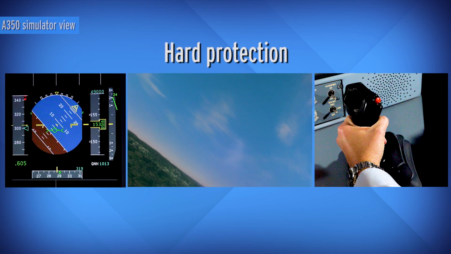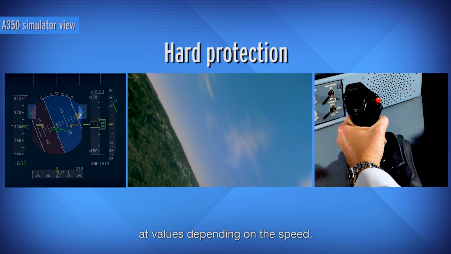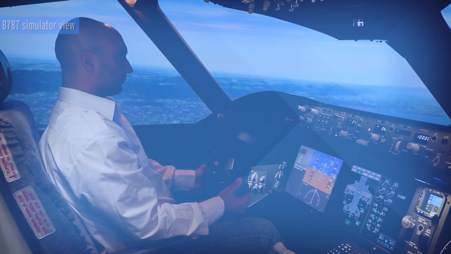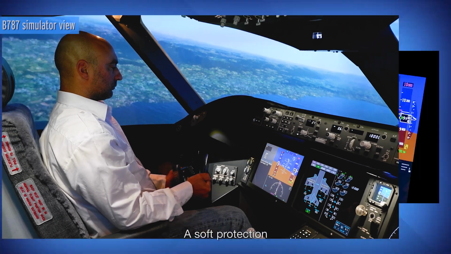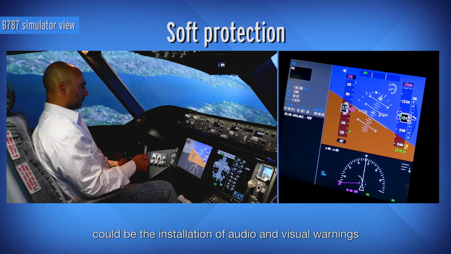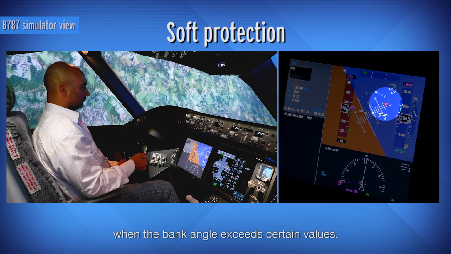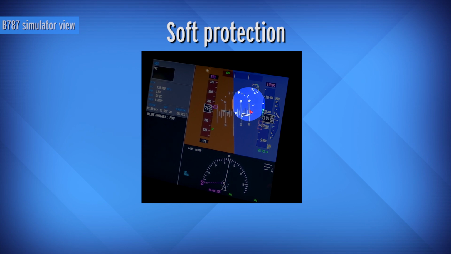As an example, bank angle may be blocked at values depending on the speed. This is a hard protection. A soft protection could be the installation of audio and visual warnings when the bank angle exceeds certain values. Banking, banking, banking.